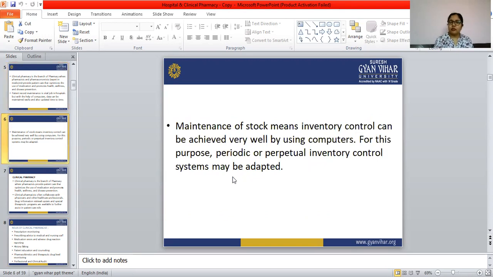Maintenance of stock, meaning inventory control, can be achieved very well by using the computer. For this purpose, a periodic or perpetual inventory control system may be adopted. So there are lots of uses of the computer in the hospital pharmacy as well as the clinical pharmacy.